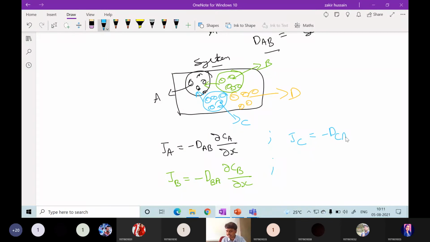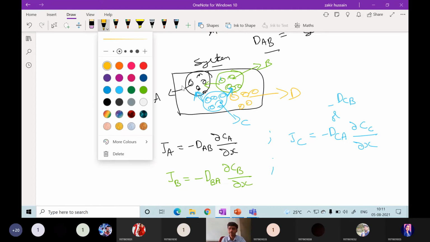Then this is DCA. If it is from C to B, then in place of this we can write minus DCB. If the movement is from C to B, we have to take into consideration C and B. If the movement is from C to A, then we have to write C to A, this DCA. So for the time being, let's say it is moving from C to A. That is DCA dou CC, the concentration of molecule C, divided by dou X.